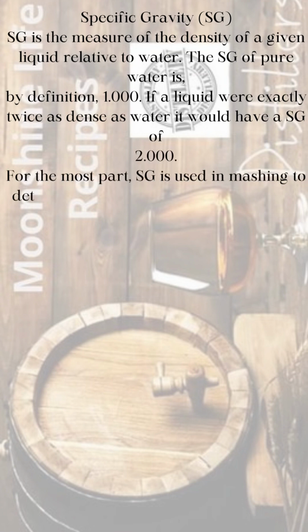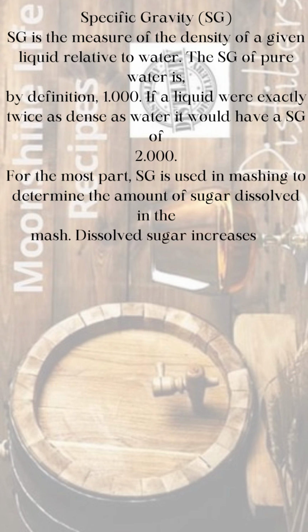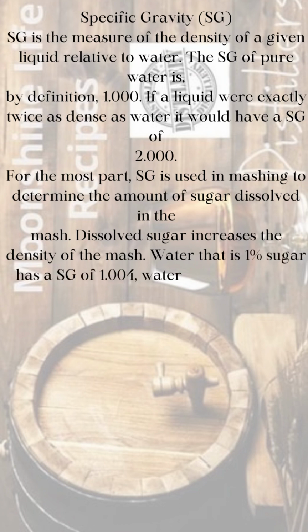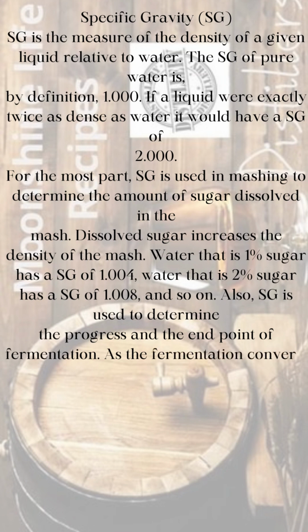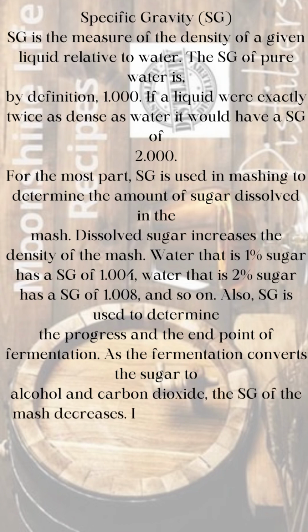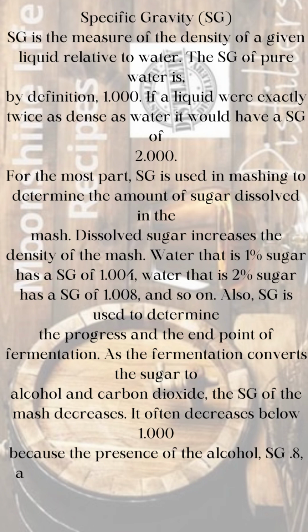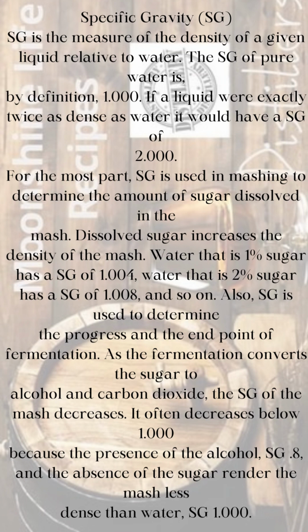For the most part, SG is used in mashing to determine the amount of sugar dissolved in the mash. Dissolved sugar increases the density of the mash. Water that is 1% sugar has an SG of 1.004, water that is 2% sugar has an SG of 1.008, and so on. Also, SG is used to determine the progress and the end point of fermentation. As the fermentation converts the sugar to alcohol and carbon dioxide, the SG of the mash decreases. It often decreases below 1.000 because the presence of the alcohol, SG 0.8, and the absence of the sugar render the mash less dense than water, SG 1.000.